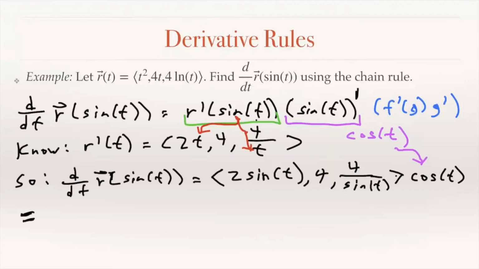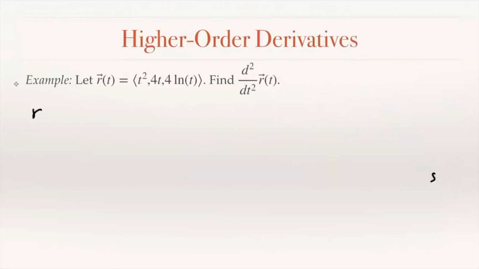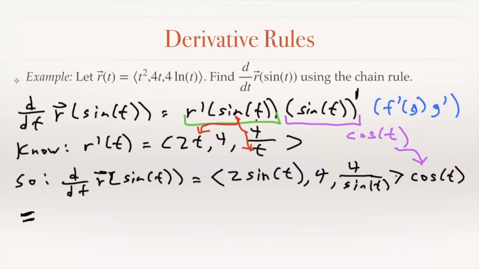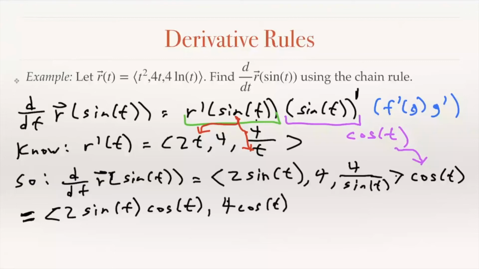And cosine of t is a scalar. In a sense, it's just a real number, and we can distribute that to all components. So we have 2 sine of t cosine of t, comma 4 cosine of t, comma 4 times cosine of t over sine of t. And if we want, we can simplify that by knowing that, for example, cosine over sine is cotangent.